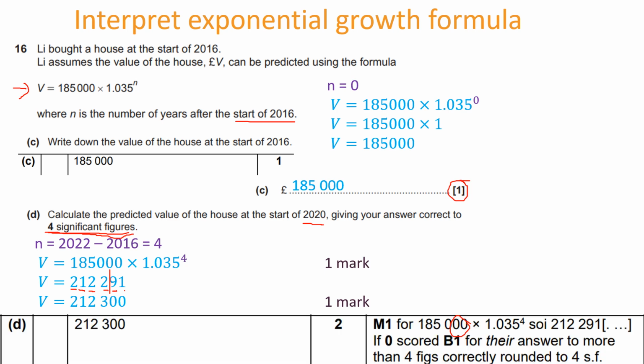Now you can see on the mark scheme for this one that you get 1 mark for doing the 185,000 times by 1.035 to the power of 4, or writing out that whole digit without rounding to 4 significant figures. The second mark comes from making sure it is rounding to 4 significant figures.